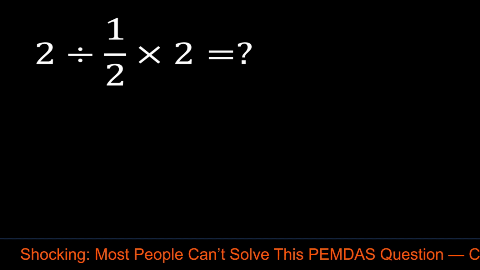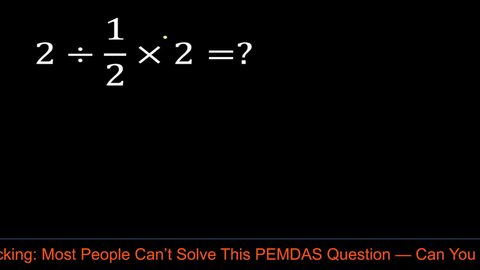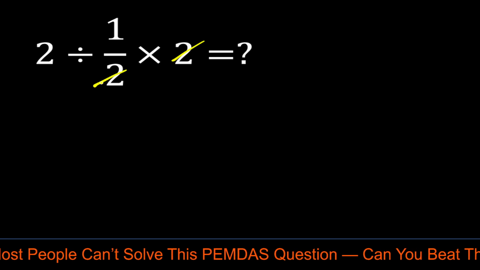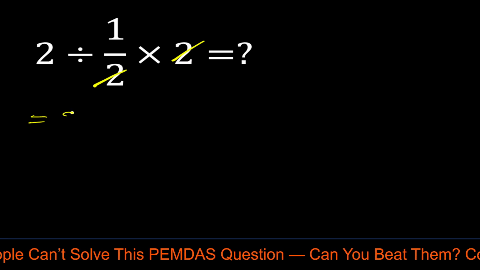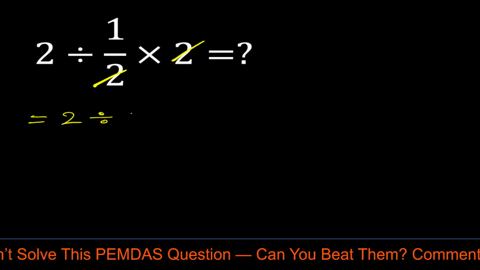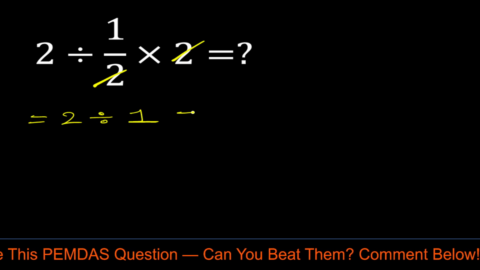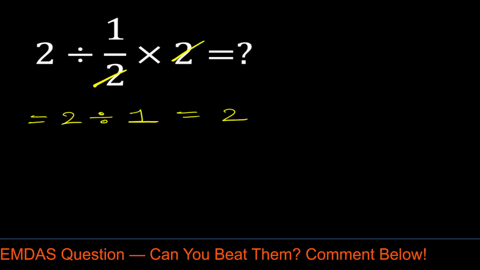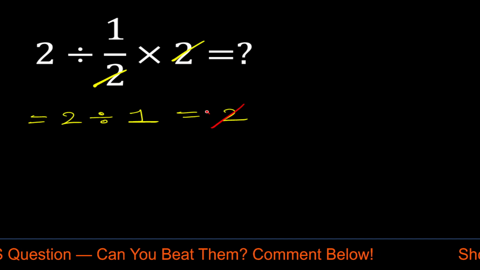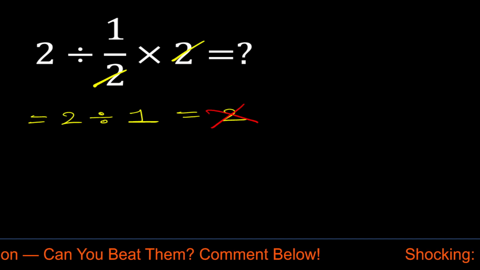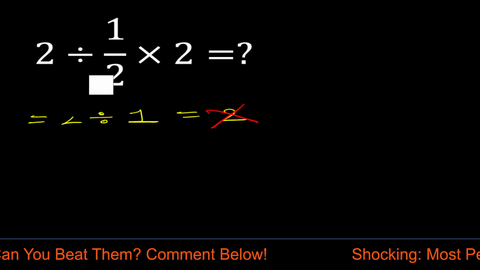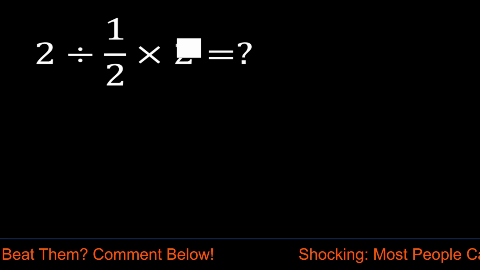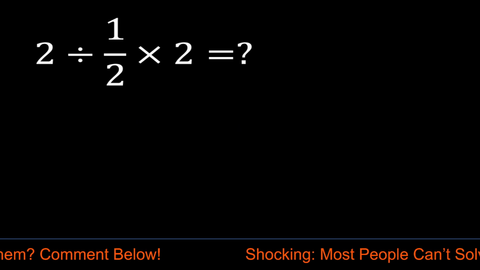So most people solve this question like, cancel this 2 by 2. Now 2 divided by 1. So 2 divided by 1 is equal to 2, right? But this answer is not correct. This answer is completely wrong. So now let's solve this problem correctly by using a PEMDAS rule, right?